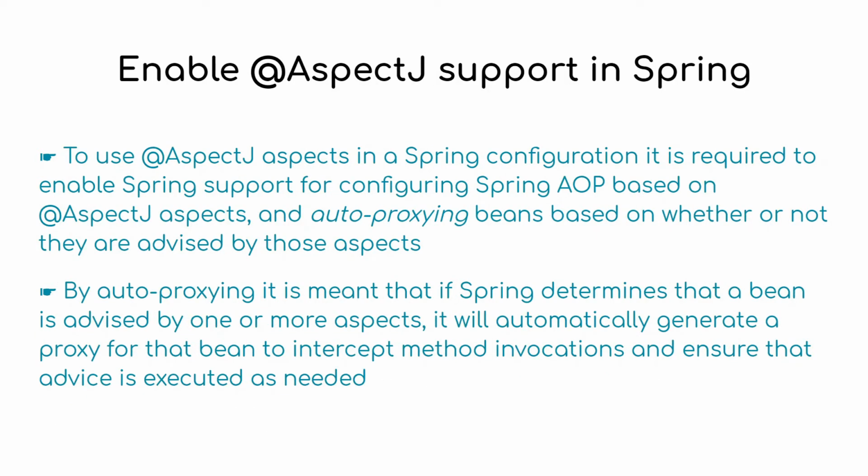In this lecture, we are going to talk about enabling AspectJ support in Spring. To use AspectJ aspects in a Spring configuration, it is required to enable Spring support for configuring Spring AOP based on AspectJ aspects and auto-proxying beans based on whether or not they are advised by those aspects. By auto-proxying, it is meant that if Spring determines that a bean is advised by one or more aspects, it will automatically generate a proxy for that bean to intercept method invocations and ensure that.